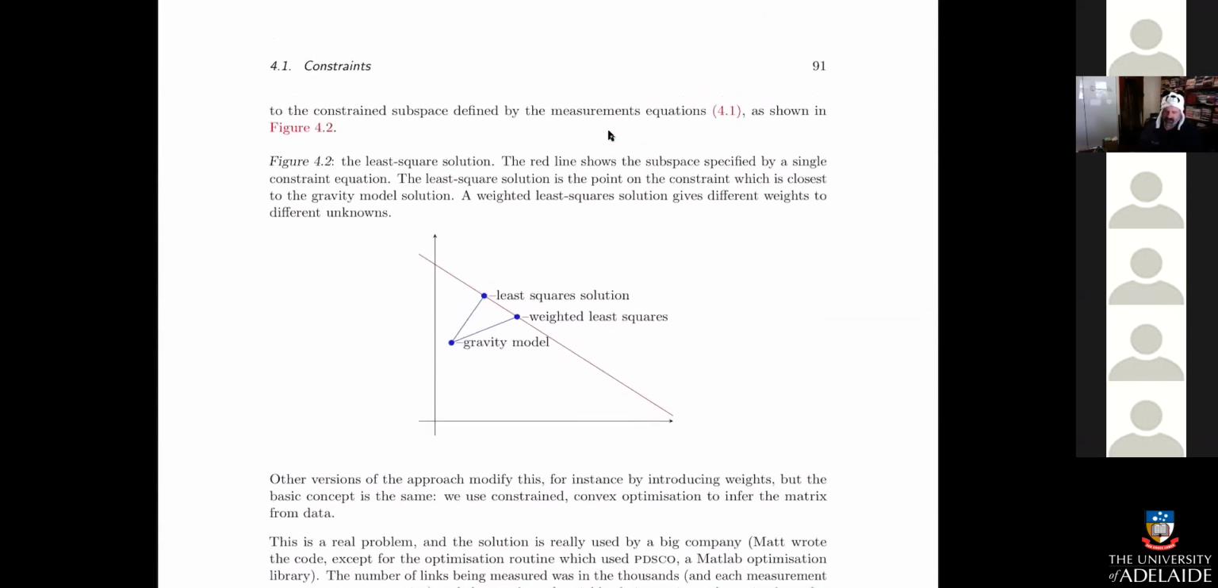One way of thinking about that is there is a space of possible solutions, and I've just drawn that as a diagonal line here. The gravity model doesn't live in that space, but what we're doing is projecting down onto the space. And that's a really common way of thinking about a lot of statistical estimation problems, is projecting it into some sort of space.